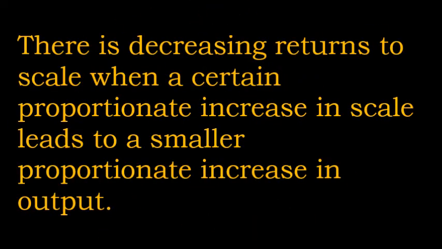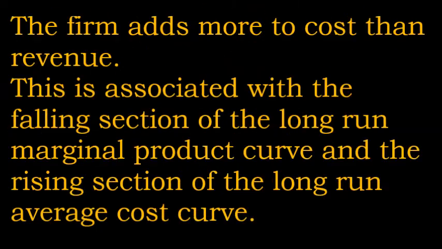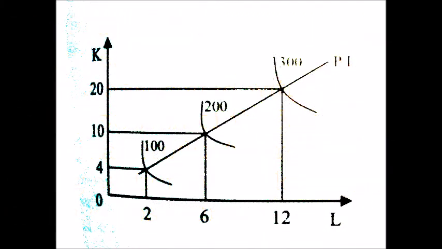3. Diminishing returns to scale. There is diminishing returns to scale when a certain proportionate increase in scale leads to a smaller proportionate increase in output. If both capital and labor are increased by, say, 200%, output increases by 100%. The firm has more cost than revenue. This is associated with the falling section of the long-run marginal product curve and the rising section of the long-run average cost curve. Now look at the diagram.